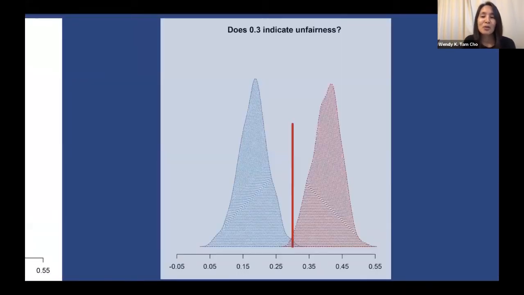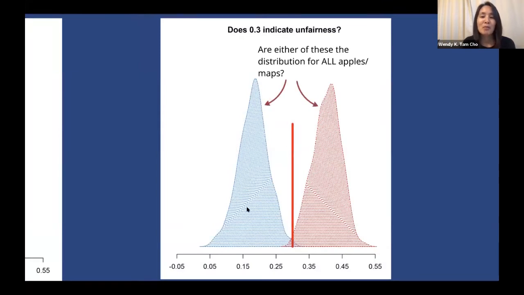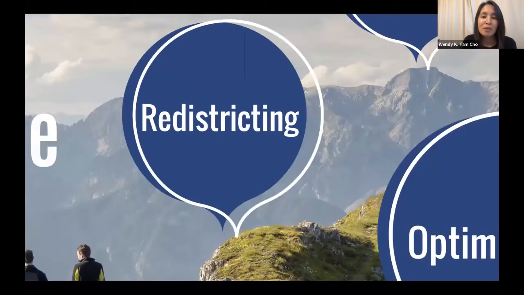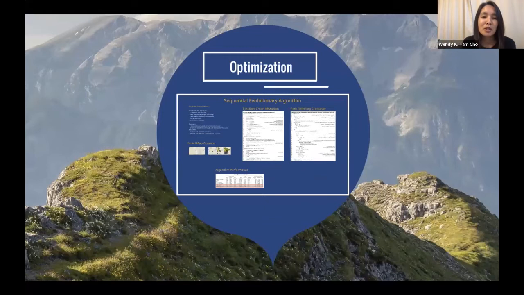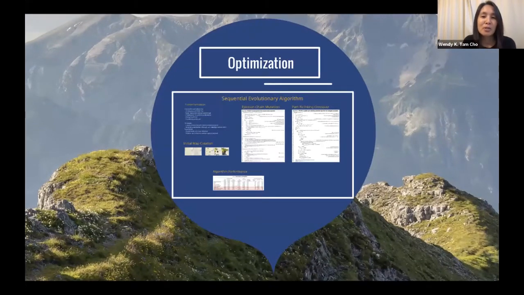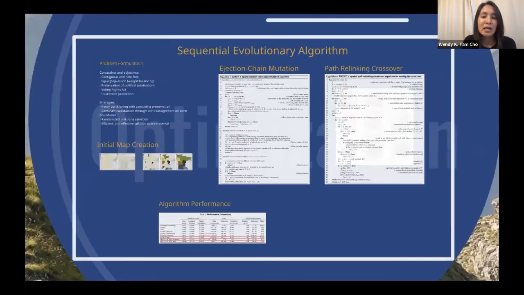And usually what happens in court is something like this, where one side brings in this distribution and says it's the distribution of all of the apples or maps, and the other side brings in another one, and the judge has no idea if either of these are actually representative of what they want to see. And so what we want to do is basically build the correct distribution for legal cases. To do that, we have an optimization algorithm that basically builds maps. So I'll talk about that later.